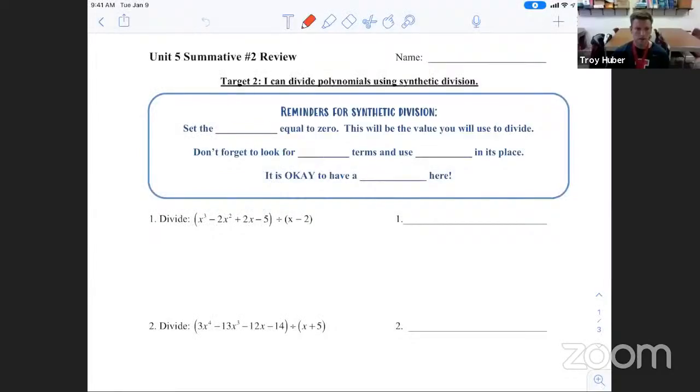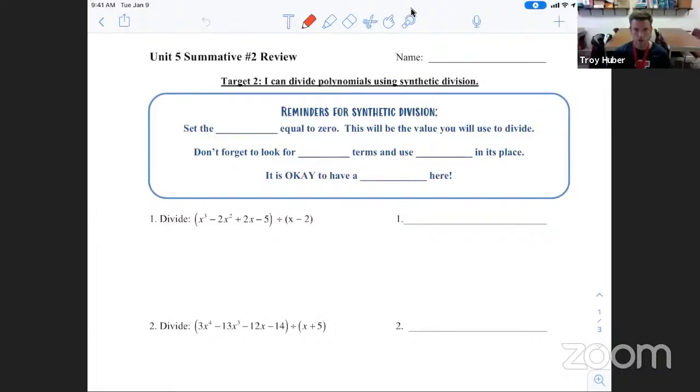This is for your Unit 5 Summative number 2. All right, so let's go ahead and take a look at that review sheet. We're going to be going through that today. So here's what your review sheet should look like. All right, and let's go ahead and get started.